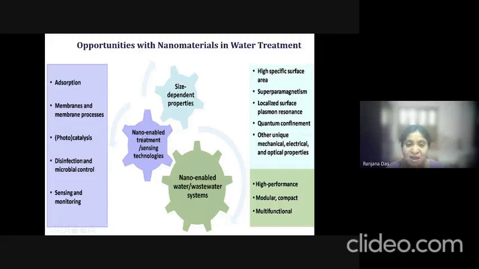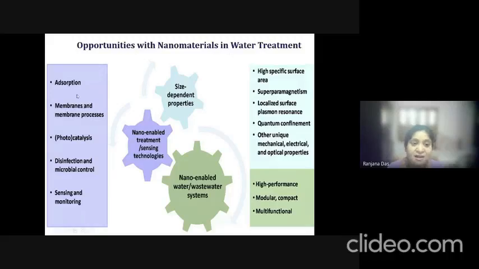Then the second stage is nano-enabled treatment. Nano-enabled treatment means the nanomaterial we should design. We should design some engineered nanomaterial as per our requirement, in which mode we want to use those nanomaterials. Those are the specific features that are developed. Now, using this combination of all these features, we have to prepare the engineered nanomaterial, or we have to tailor our nanomaterial to our requirement.